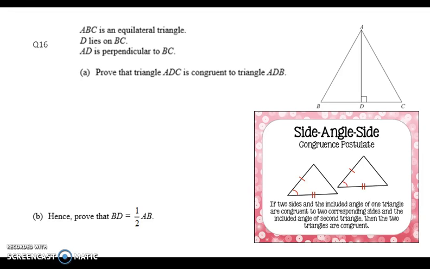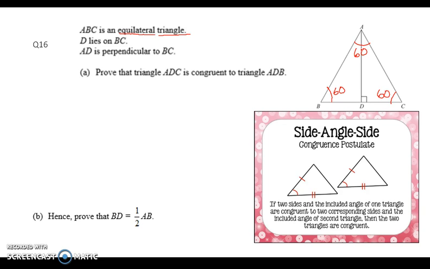Hi guys, question 16 is to do with congruency. So we've been asked to show that ABC, well, it says that ABC is an equilateral triangle. So that's obviously going to be pretty important. What do we know about equilateral triangles? Well, we know that all of the angles in an equilateral triangle must be the same. So they have to add up to 180. So we know that 180 divided by 3 is going to give us 60 on each of the angles.